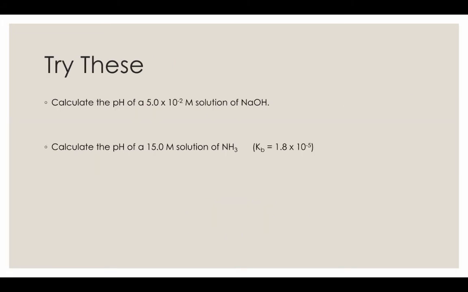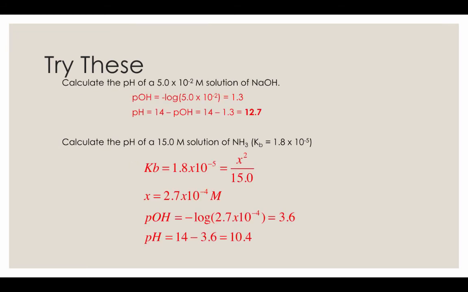Here's 2 examples to try on your own. Pause the video here, and when you come back, I'll reveal the answers. Welcome back. Here's what you should have gotten. Notice that the first case was a bit of a trick since NaOH is a strong base. Therefore, it's unnecessary to do calculations involving Kb. The weak base in the second example, however, does require the use of Kb.